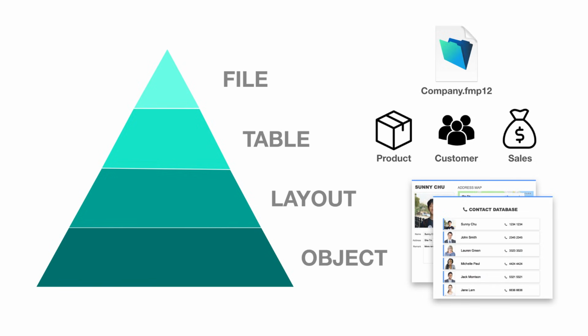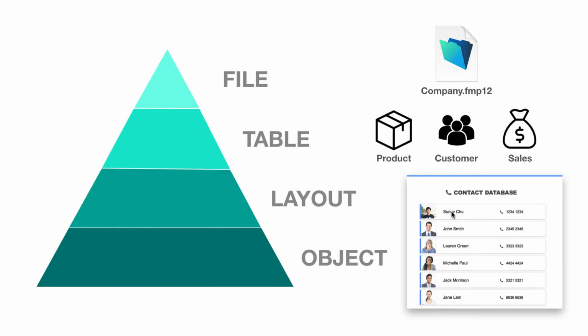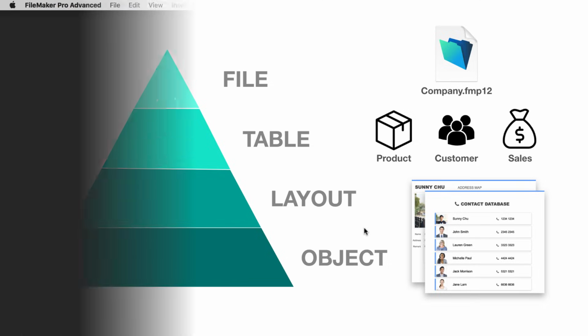And moving on to object. Object is basically everything within the layout. So the field here that I can type things into, that I can click onto, or the buttons here, or the pictures here, basically everything within the layout is an object. Together, all 4 of these elements make up your FileMaker database. And in the first part of this tutorial, I'm going to show you how you can create each of these 4 elements inside the FileMaker software.